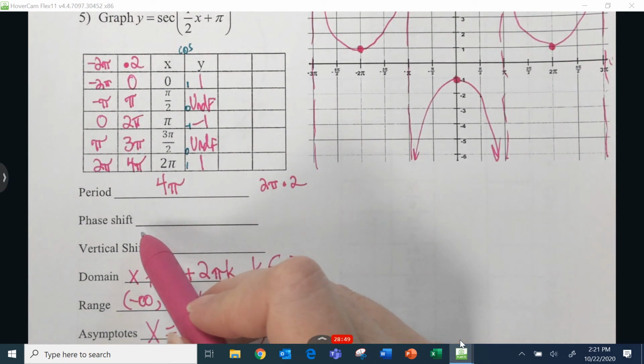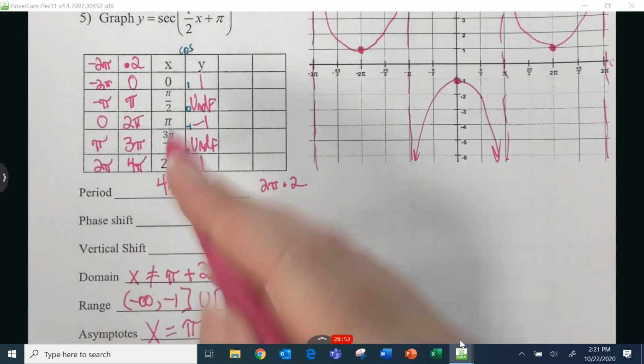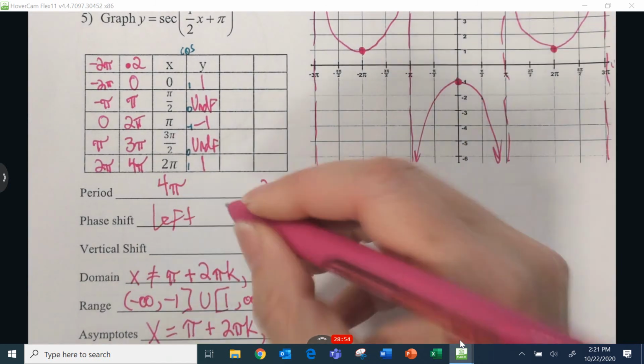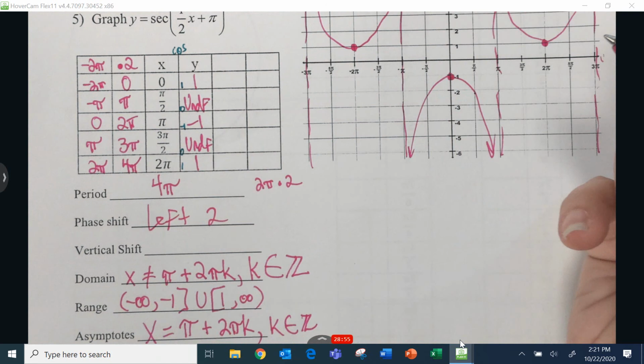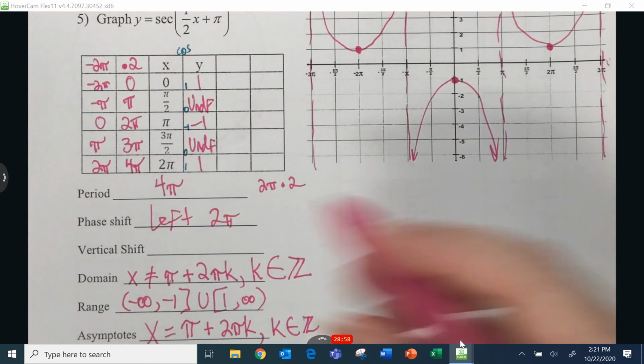All right. Phase shift, we're going to go left 2 pi. Vertical shift, there is none.